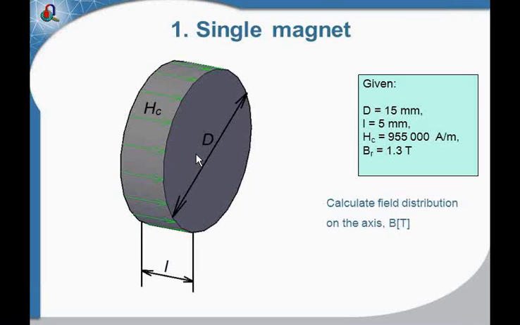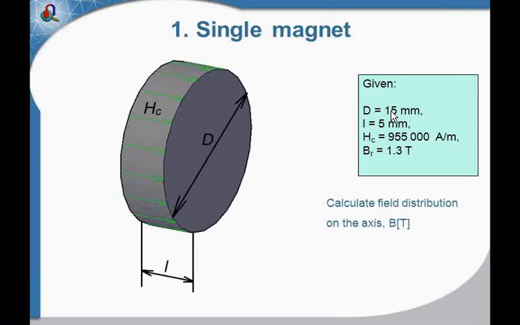Let's start from the cylindrical magnet example. It's made of neodymium iron boron alloy. The thickness and diameter of the cylinder are given. Coercive force and the remanent flux density are known.